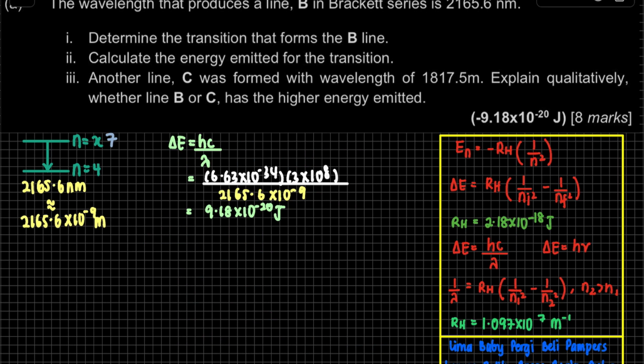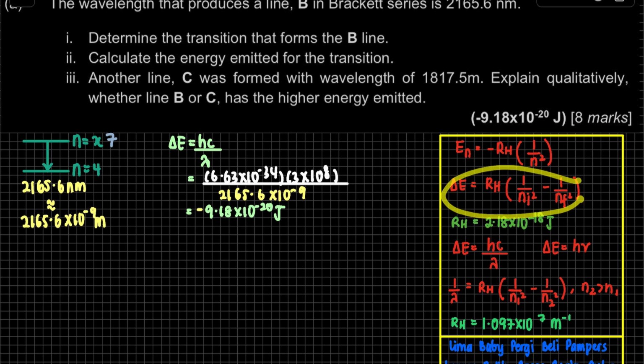When you calculate the value, you will get 9.18 exponent negative 20. But then again, when the electron falls to the ground state, energy is released, and the energy released means that it must be in negative value. So we have to add our negative value by ourselves. Okay, so this is when you use this formula.